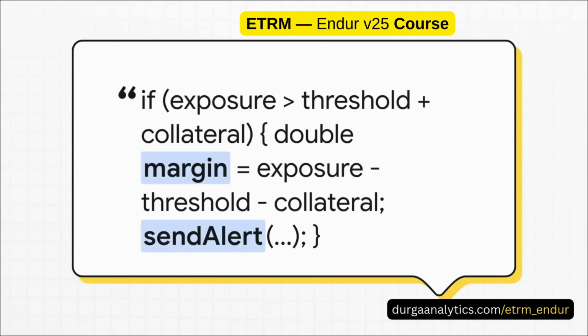And this incredible automation is all driven by code that looks something like this. What you're seeing here is just a little snippet of OpenJVS, which is Endure's own scripting language. But the logic is so powerful because it's so simple. If the exposure is greater than the allowed limit, which is their threshold plus any collateral they already have, then calculate the margin they owe and immediately fire off an alert. This is exactly how the system guarantees that a critical margin call is never, ever missed.